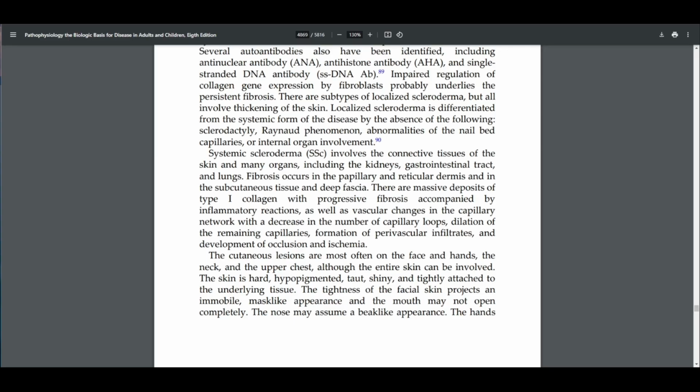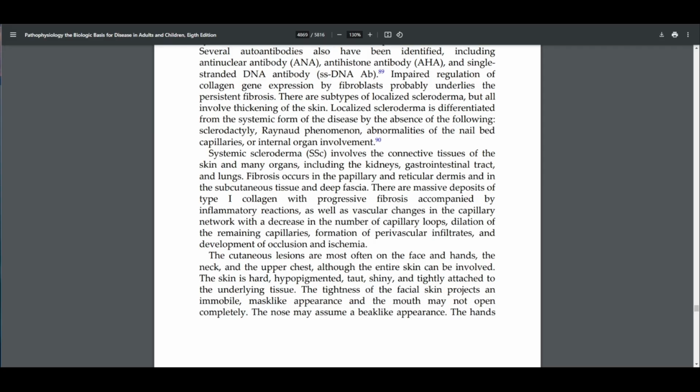Systemic scleroderma involves the connective tissue of the skin and many organs, including the kidneys, gastrointestinal tract, and lungs. Fibrosis occurs in the papillary and reticular dermis and in the subcutaneous tissues and deep fascia. There are massive deposits of type 1 collagen with progressive fibrosis, accompanied by inflammatory reactions, as well as vascular changes in the capillary network, with a decrease in the number of capillary loops, dilation of the remaining capillaries, formation of perivascular infiltrates, and development of occlusion and ischemia.